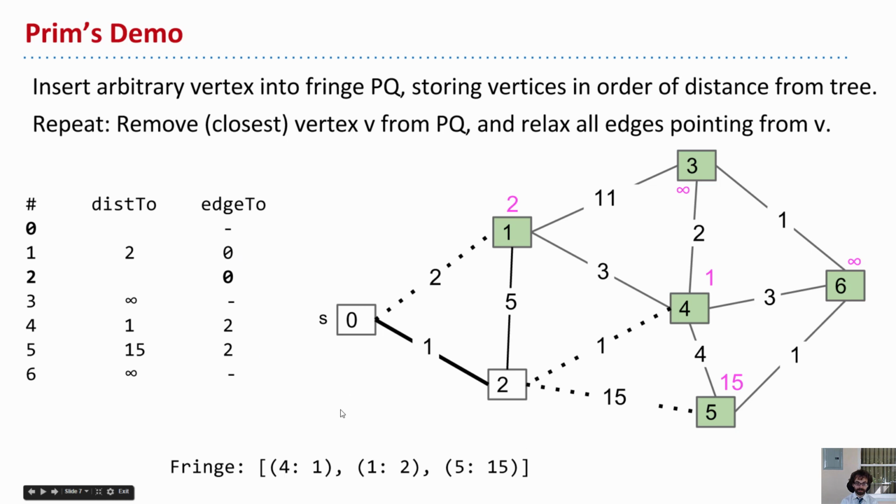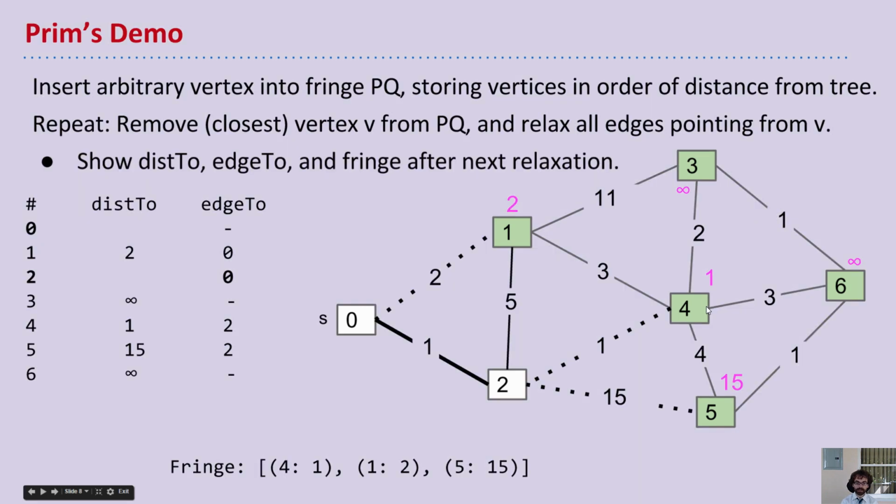Alrighty. Next up, we look at the fringe and we say this is the lowest priority vertex, so it'll come first. And so what I'd like you to do now is think about what will be the distance to, edge to, and fringe after the next relaxation. And I'll give you some time to think about that. Okay, now you've had time because you paused.